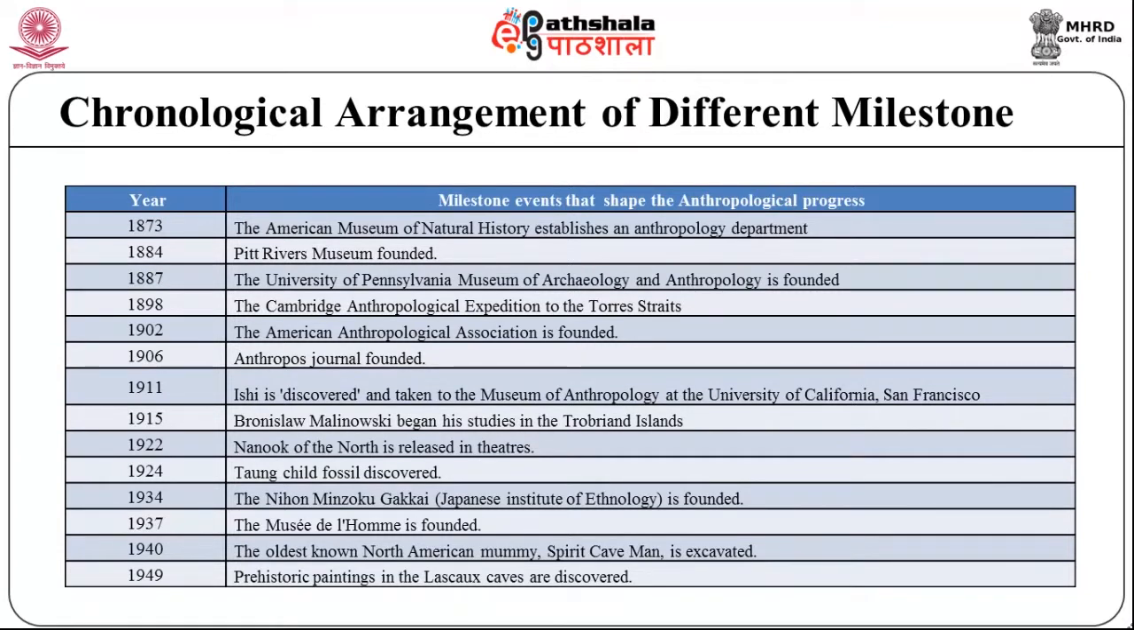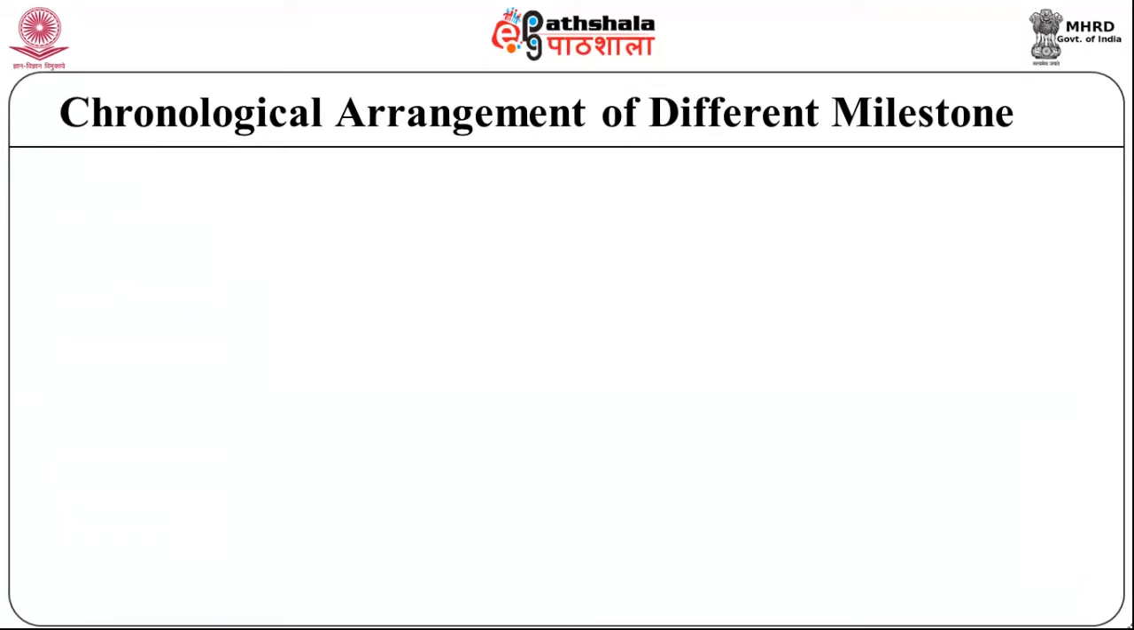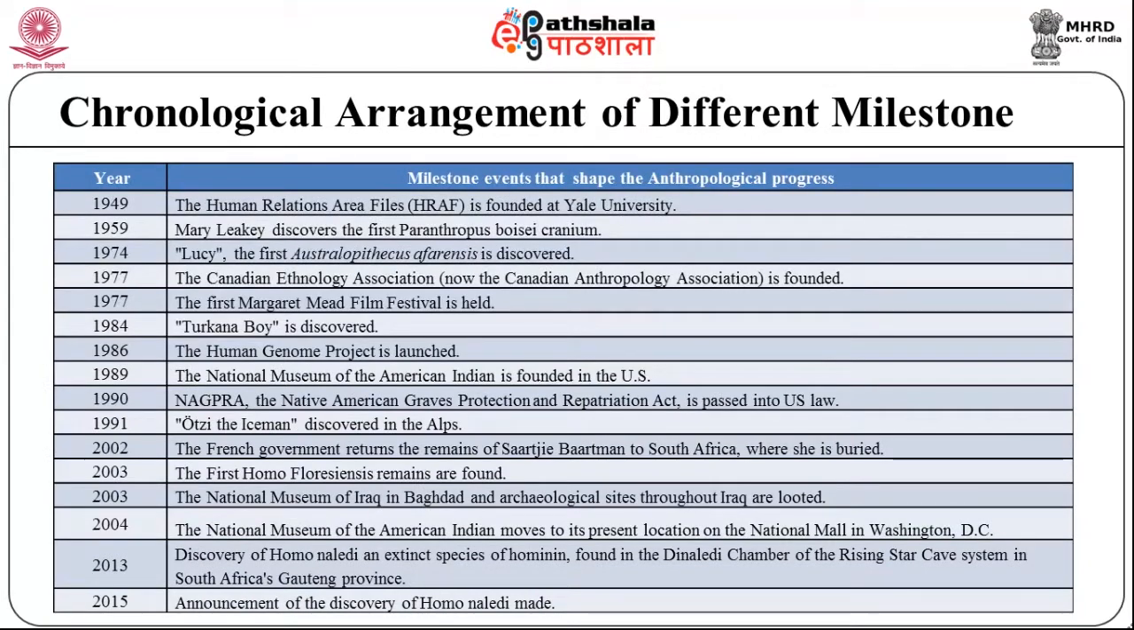In 1922, Nanook of the North is released in theaters. In 1924, the Taung child fossil is discovered. While in 1934, the Nihon Minzokugakkai, the Japanese Institute of Ethnology, is founded. In 1937, the Musée de l'Homme is founded. In the year 1940, the oldest known North American mummy, Spirit Cave Man, is excavated. In 1949, two events took place. First was the discovery of the prehistoric paintings in the Lascaux caves, and second was the foundation of the Human Relations Area Files (HRAF) at Yale University.